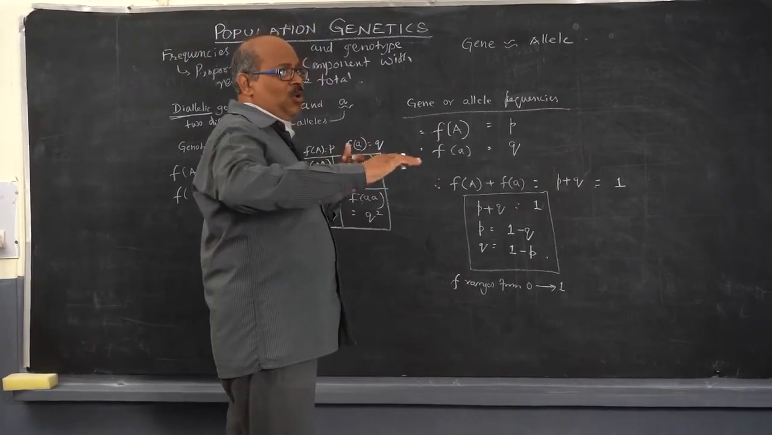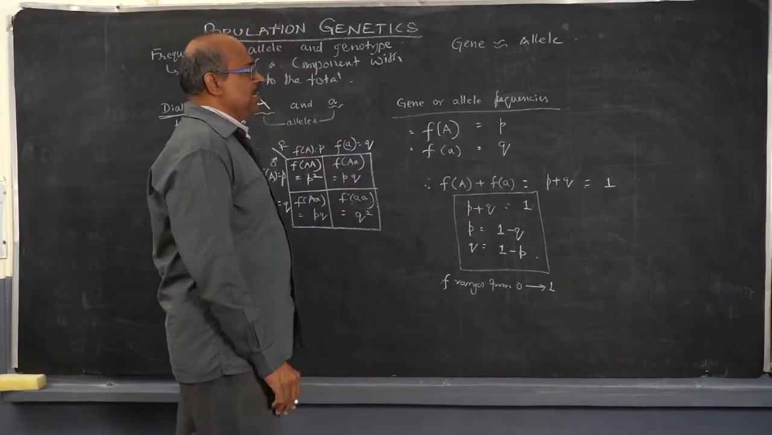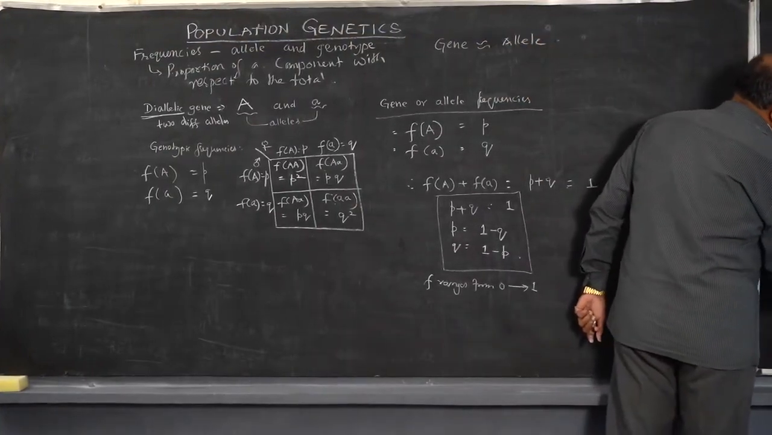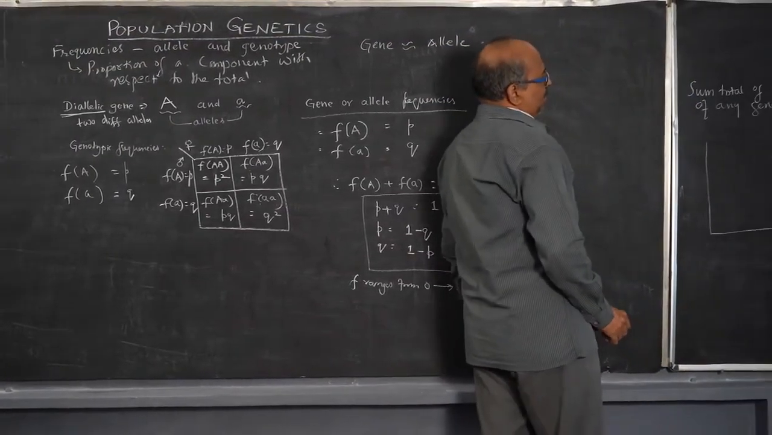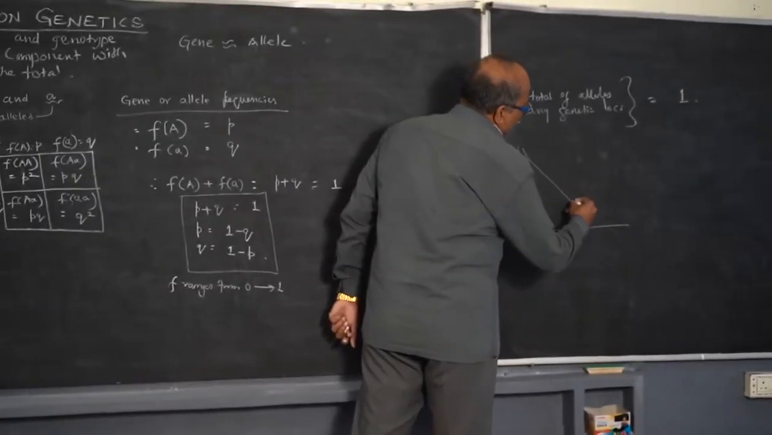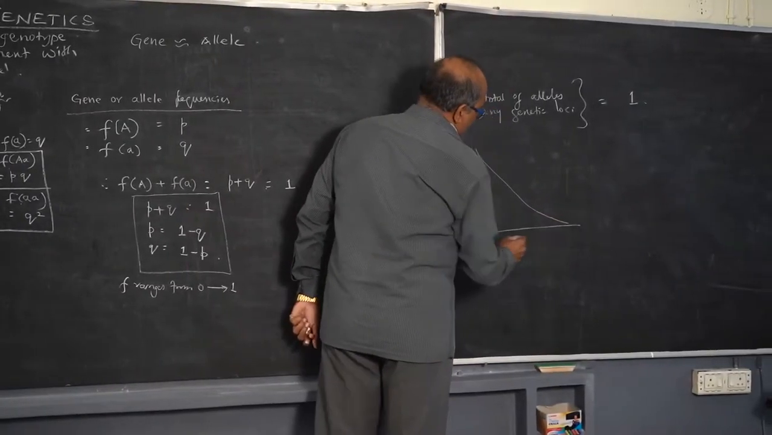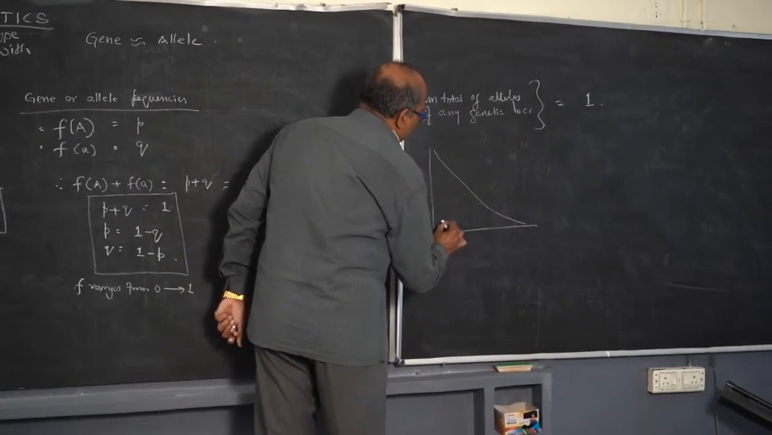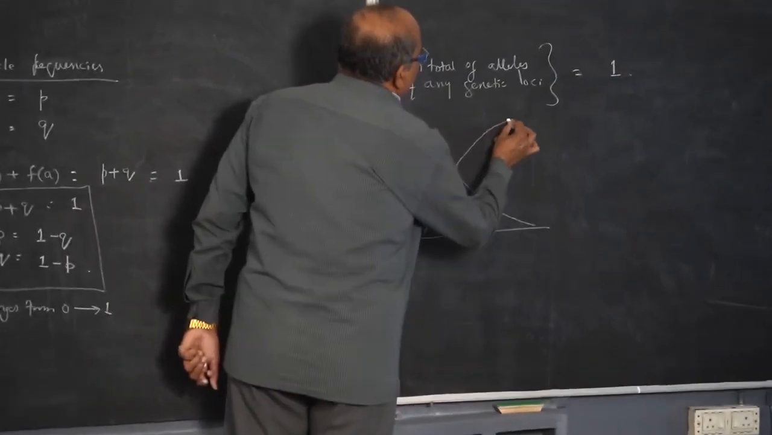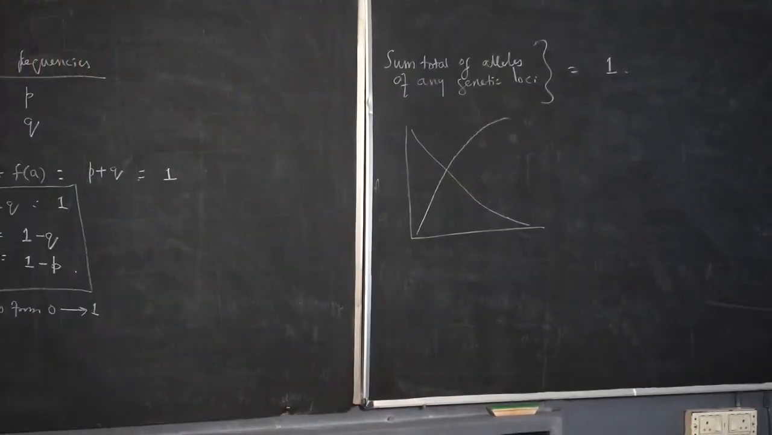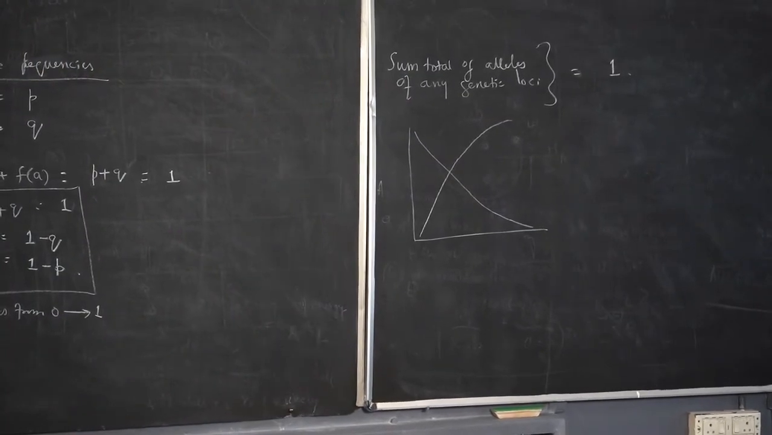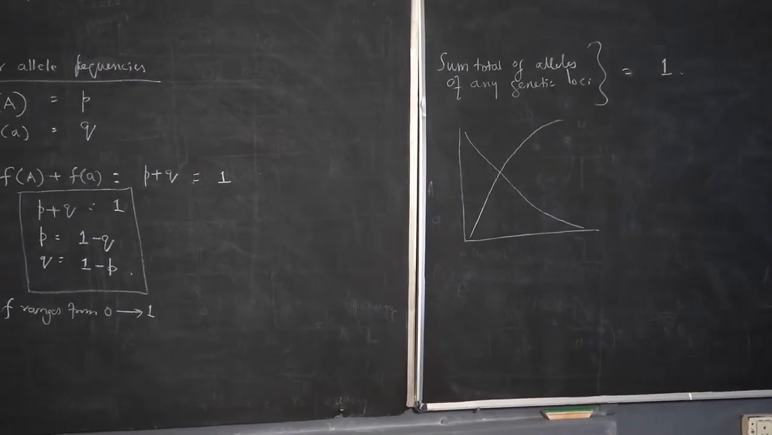So as one allele increases, the other allele gradually decreases. So frequency of alleles in terms of the graphic representation, as the frequency of one allele increases, the frequency of the other allele gradually decreases. So that's the first part in terms of the frequency.